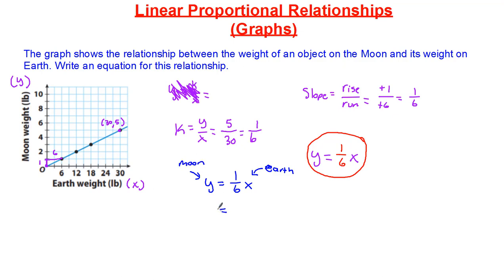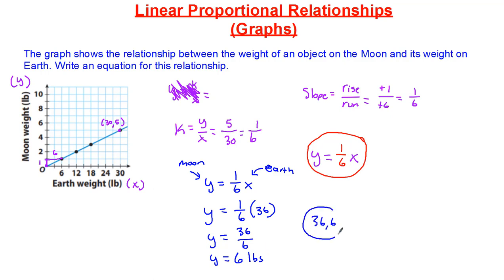Okay, so I'll just plug in the information that I do know. I was saying that I weigh 36 pounds on Earth. So 1/6 times 36 is going to give me how much I weigh on the moon. So 36 over 6 is going to be equal to y. Y is equal to 6 pounds. Okay, so I would get a point 36, 6. That means if I weigh 36 pounds on Earth, I would weigh 6 pounds on the moon. Just something to think about.